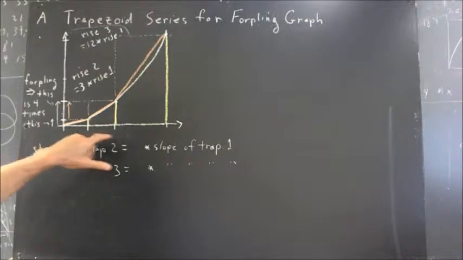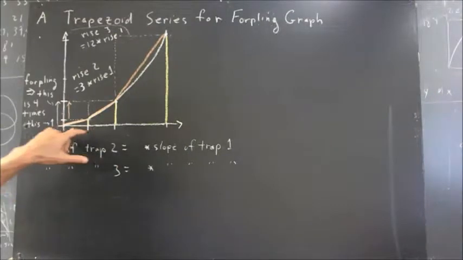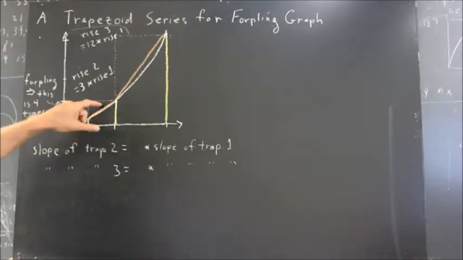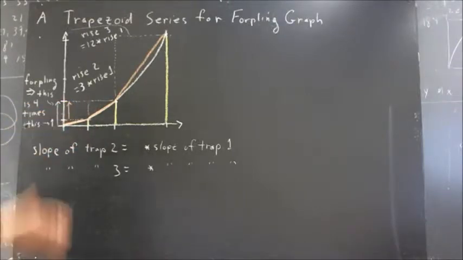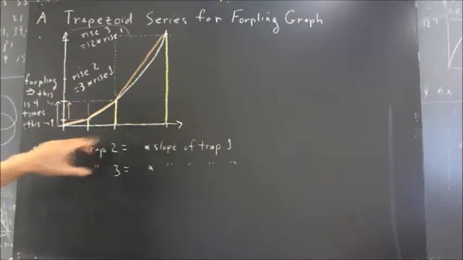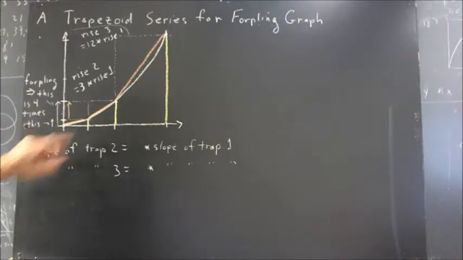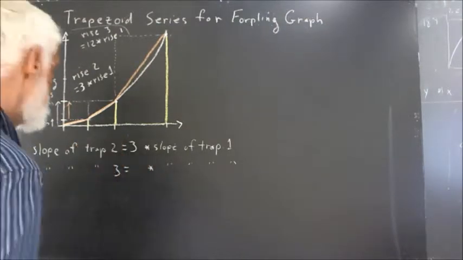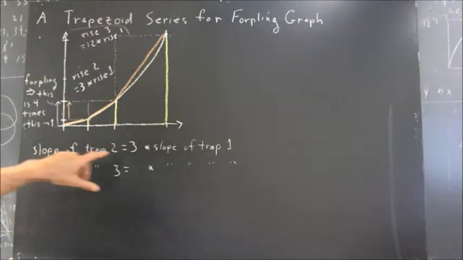Trapezoid 2 has the same width as trapezoid 1 and has a rise that's 3 times that of trapezoid 1. So when we do rise divided by run, we're going to divide this rise by a run here, and we're going to divide this rise by the same run. Since the run is the same in both cases, and this one has 3 times the rise of this one, then the slope is going to be 3 times that of trapezoid 1. Slope of trapezoid 2 has to be 3 times the slope of trapezoid 1.